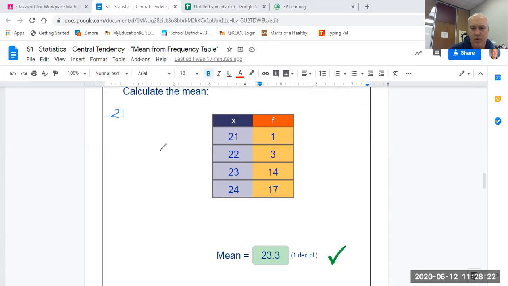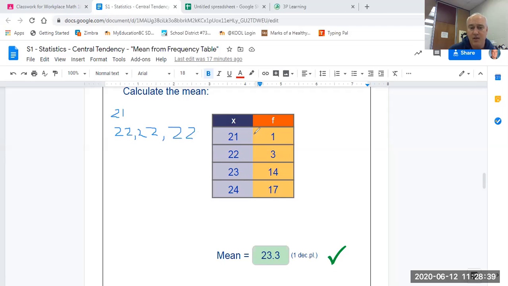But there are also 3 numbers that are 22. So there's going to be 3 occurrences of the number 22. Now, I'm not going to write out that there are 14 occurrences of the number 23 or 17 occurrences of 24, because that would be a lot of writing. But hopefully you get the idea.